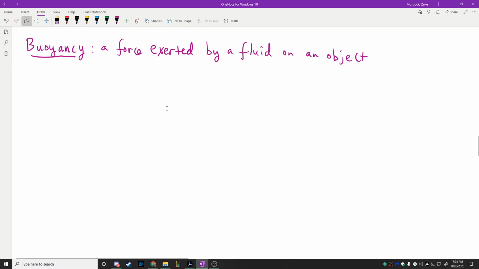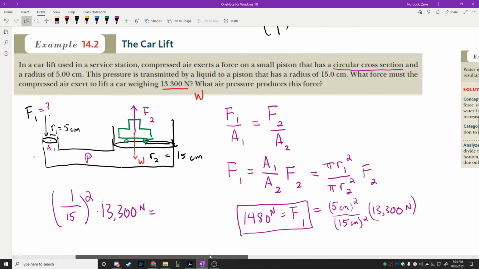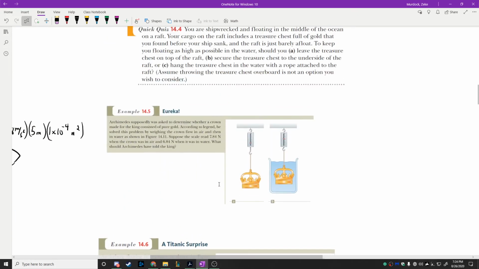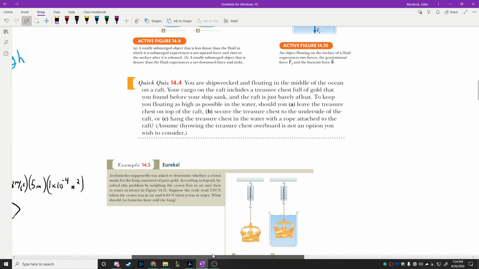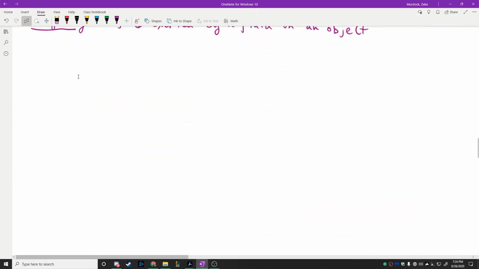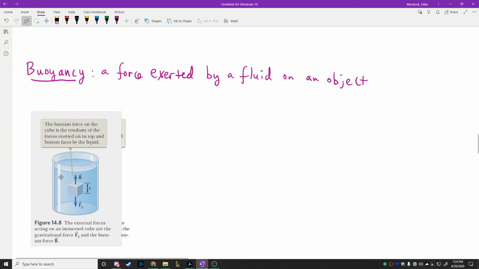So, let me drag the picture real quick. This one. So, let's just look at this picture right here. This picture displays a cube that's inside of water. The cube has a height h, and it's saying that there's going to be two forces exerted on this cube. There's a buoyant force that pushes upwards, and there's the force of gravity that pushes downwards. It says the buoyant force on the cube is the resultant of the forces exerted on its top and bottom faces by the liquid.